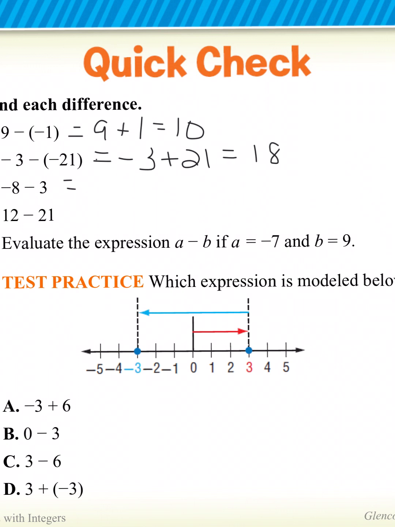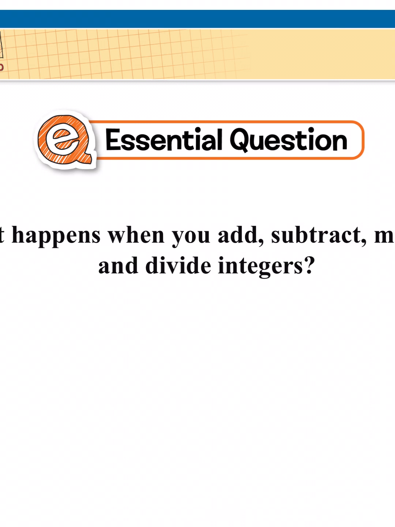On number 3, what do we need to do? Keep change flip again. Negative 8 plus a negative 3 gives you? Negative 11. Last one, keep change flip. 12 plus a negative 21 gives you? Negative 9. Okay.